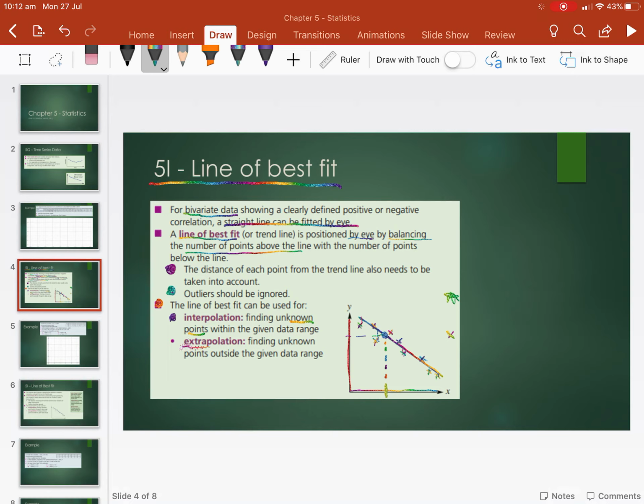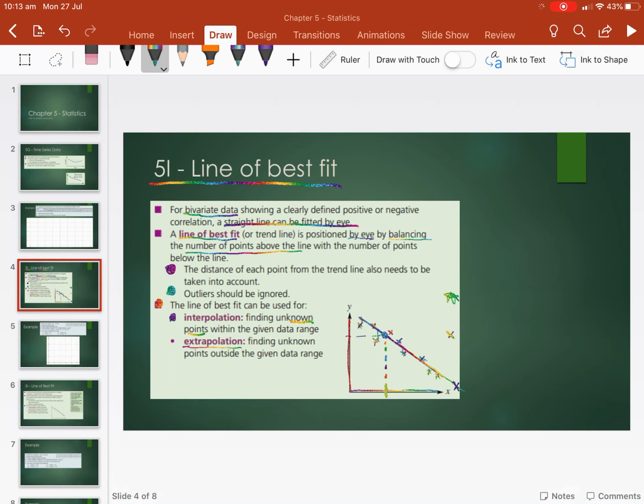Extrapolation, so this big word here, is finding unknown points outside the given data range. So because we've got our line of best fit, if we had a bigger one, we can predict that there's another value outside of the range, because let's say this was a bigger graph and our line just keeps going, okay? We could predict what point is here, because we know that our line's going to keep going straight like that. So it gives us an approximate value.